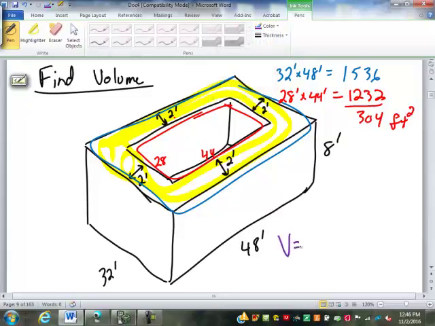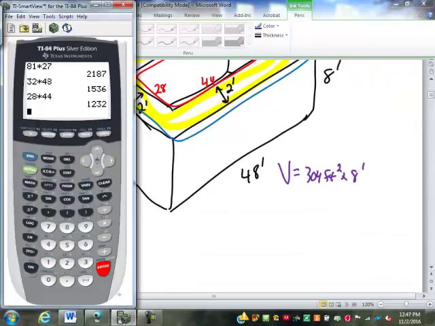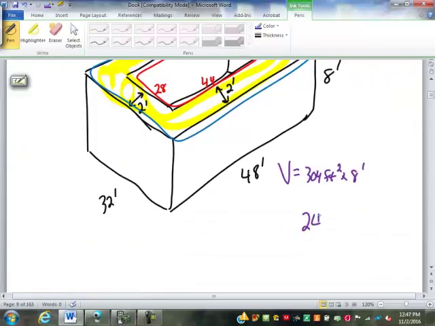So in the volume, 304 square feet times what? 8 feet, which is 2,432 cubic feet. How many of you got that?